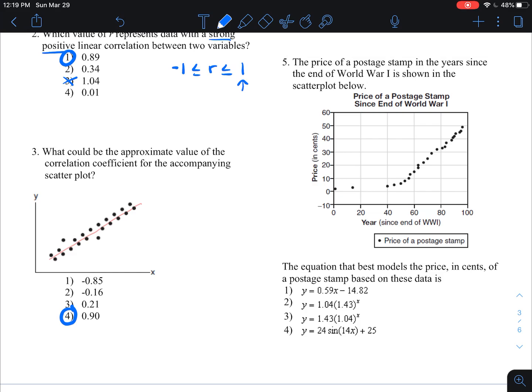Okay, and then question 5 gave you data again to analyze. The price of a postage stamp in the years since the end of World War I. And they're giving you years and price as far as your x and y values. They want you to find the equation below that would best model that price of a postage stamp. So now we're looking at 4 different choices of functions. Choice 1 is a linear function.